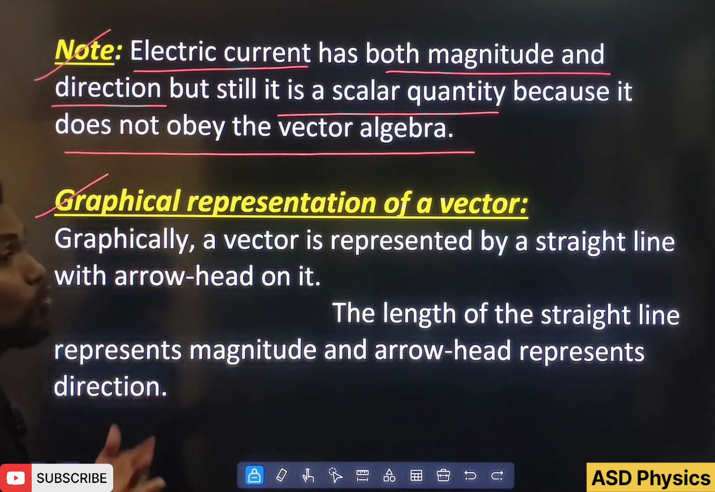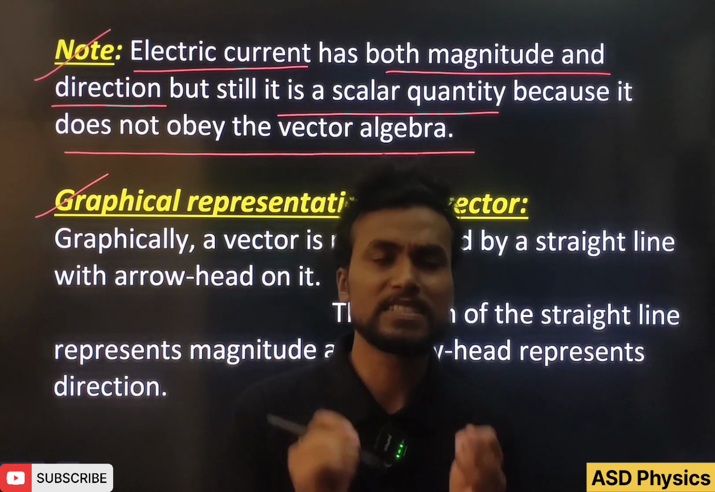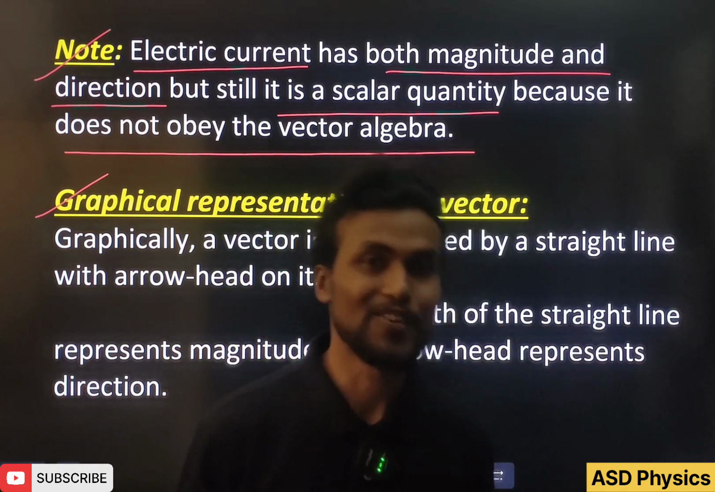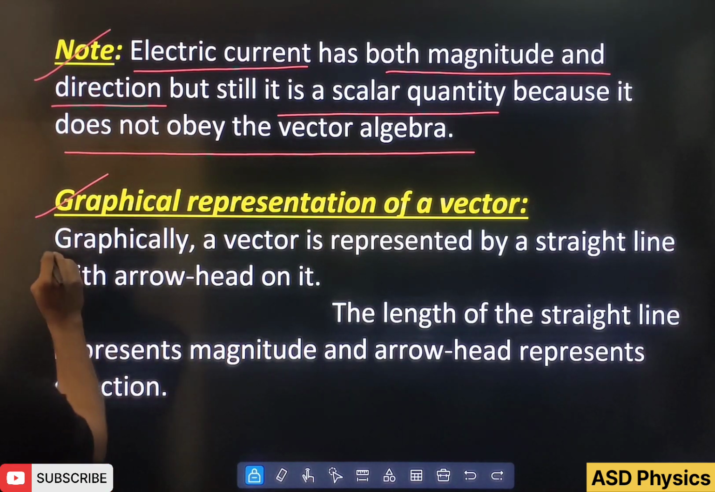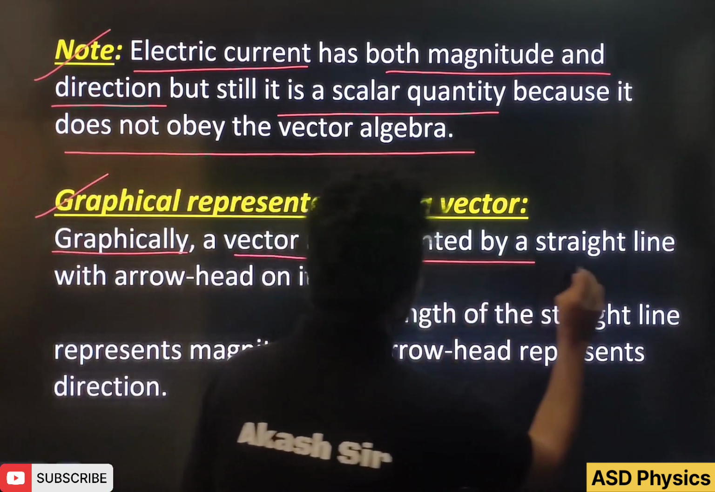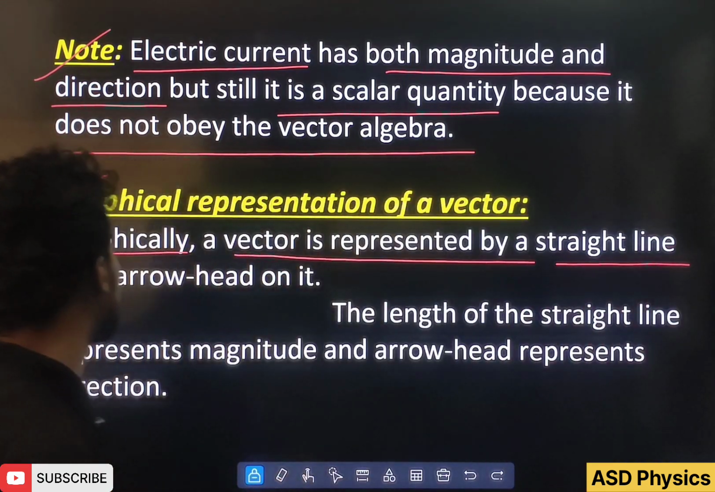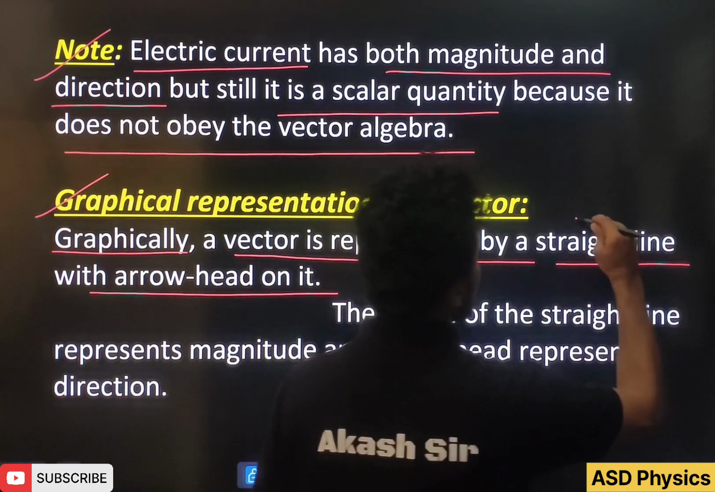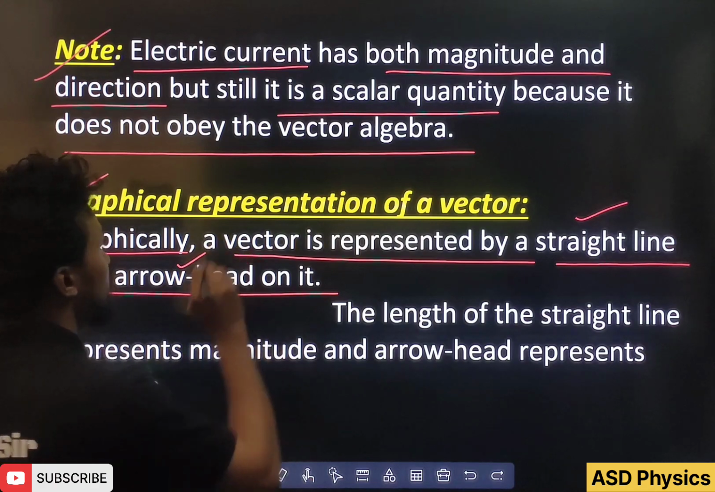Next, how to represent vectors. First we'll see the graphical representation, and only then will we go to the mathematical representation. Graphically, a vector is represented by a straight line with an arrowhead on it. Again, I am telling you, a straight line, and that straight line should have an arrowhead.